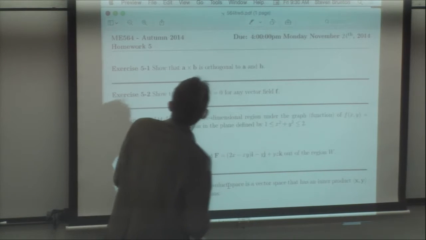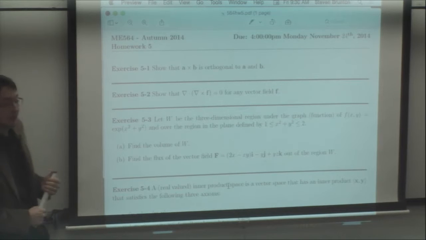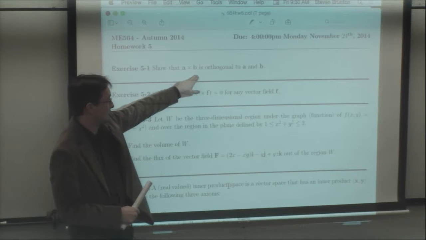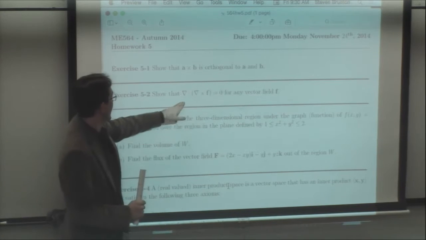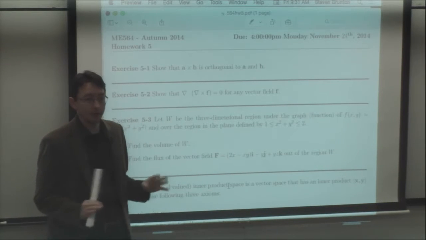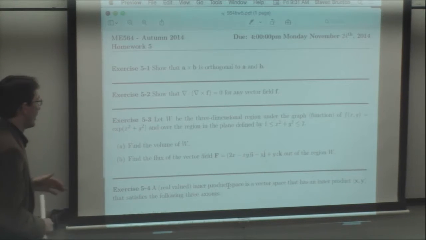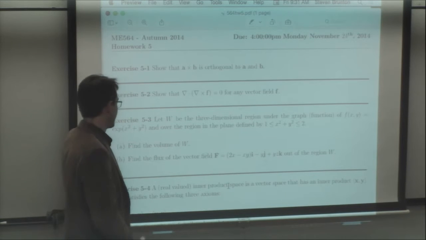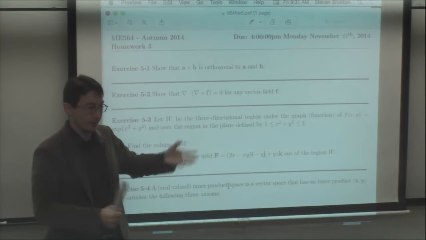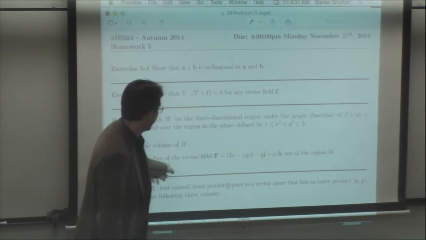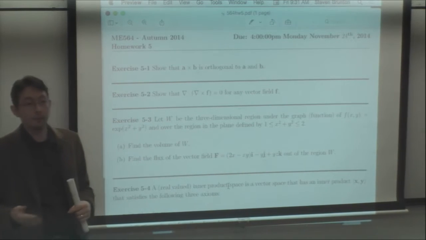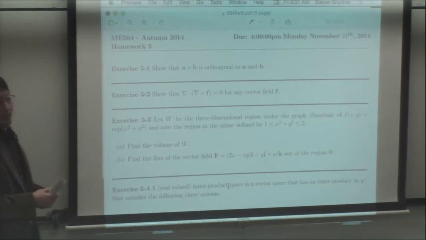Okay? So this homework, I think the first parts are pretty straightforward. You're showing some of these vector identities, like A cross B is orthogonal to A and B, and you're showing that the divergence of a curl of a vector field is 0. Those should be pretty straightforward by hand. Then we're doing some volume integration of some function. We're going to find the volume under this function, and we're going to find the flux of a vector field out of that region. So we're going to use the divergence theorem, which we'll probably cover in the Monday lecture.